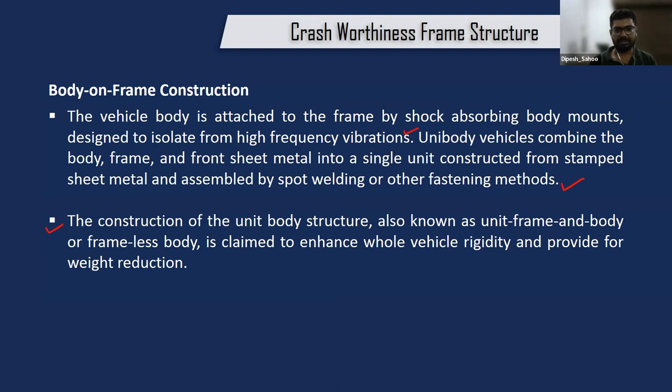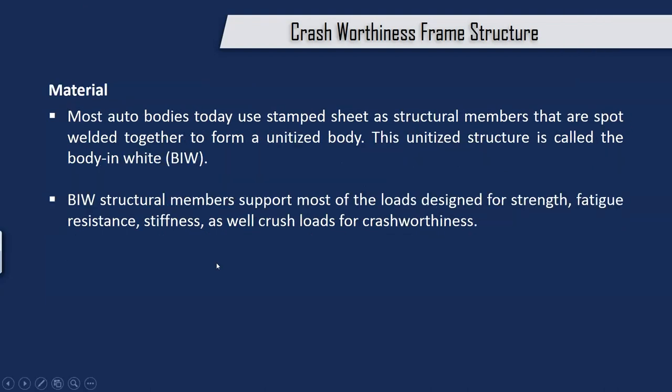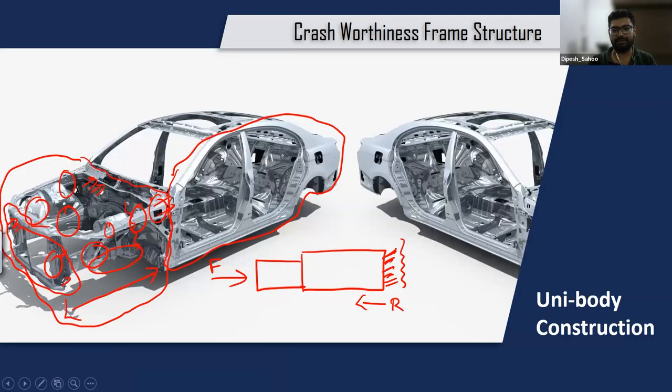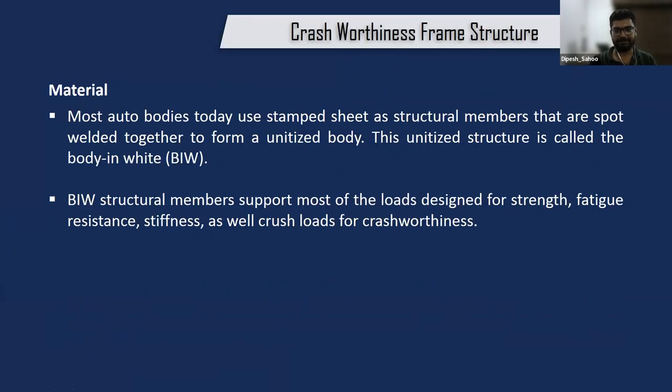The construction of the unibody structure is also known as unit frame and body, or frameless. It is claimed to enhance the whole vehicle agility. The material: most auto bodies today use stamped sheet as structural members that are spot welded together to form a unitized body. The unitized structure is called body in white. You can see in the image that I have shown, this is called a body in white structure. BIW structural members support most of the loads, designed for strength, fatigue resistance, stiffness, as well as crush load for crashworthiness.